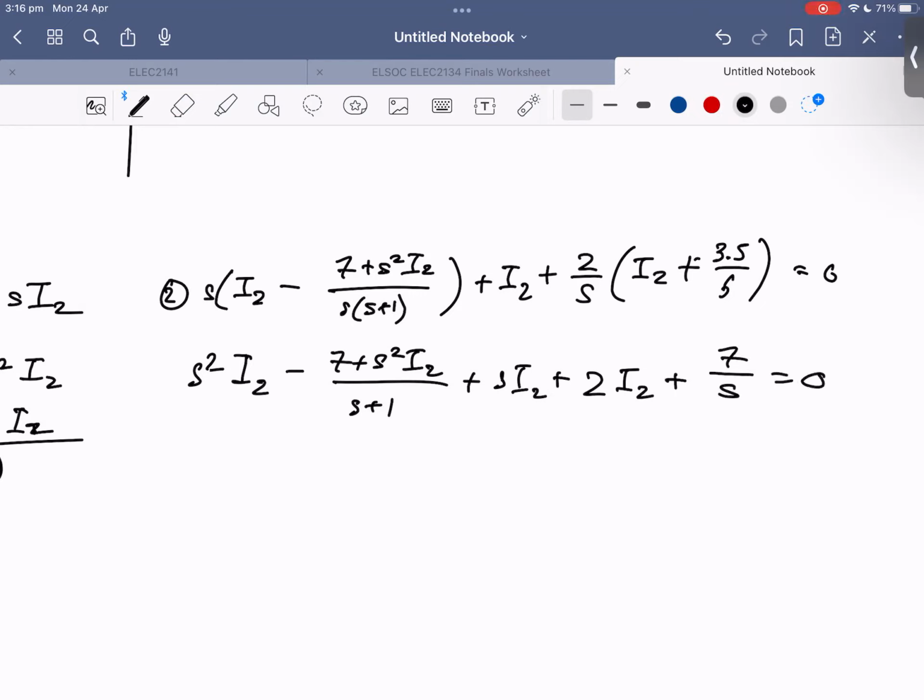Okay, so I can times everything by S again because I basically just want to get rid of the annoying denominators. So this is going to be 7. This is going to be 2S. This is going to be S squared. There's going to be an S out the top here. So 7S plus S cubed I2. And there's going to be an S cubed here.